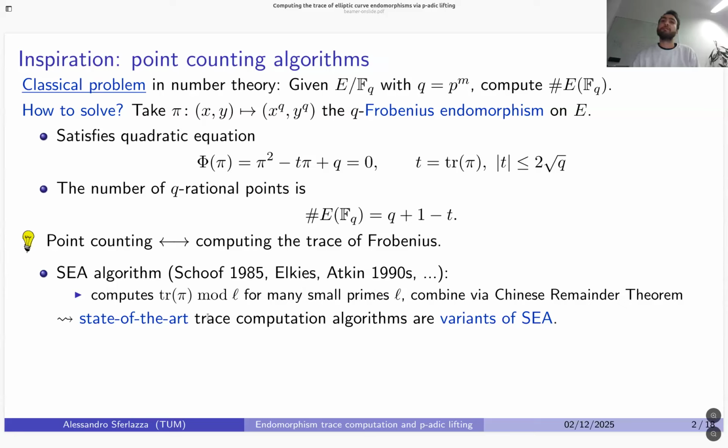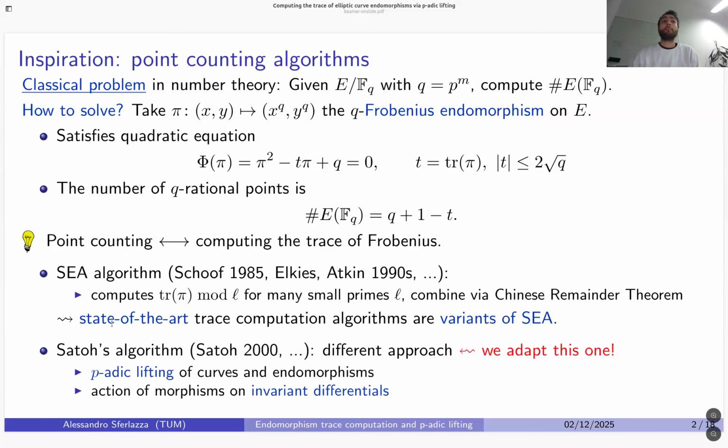So the current trace computation algorithms are a variant of this, but there's actually an alternative approach to point counting proposed by Satoh in 2000 and then further optimized in the following years. That uses a different theory, the one of p-adic liftings and the action of endomorphisms on locally invariant differentials on a curve. And this is our starting point. This is the approach we're trying to generalize to general endomorphisms for trace computation. So let's see in detail what these ingredients are about.